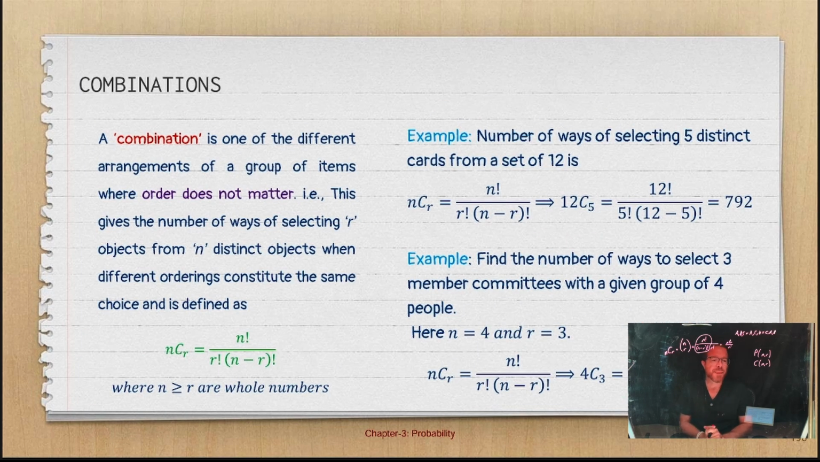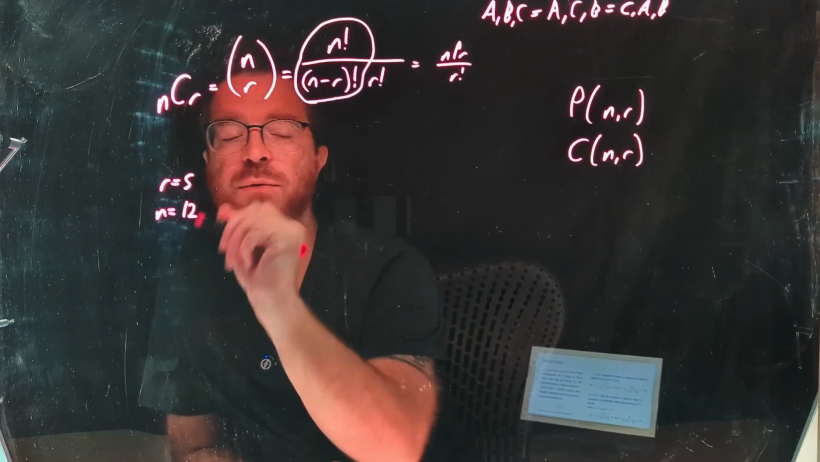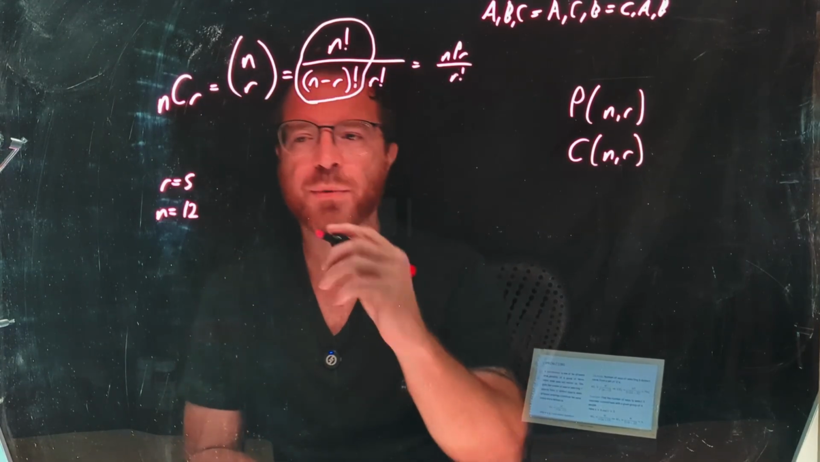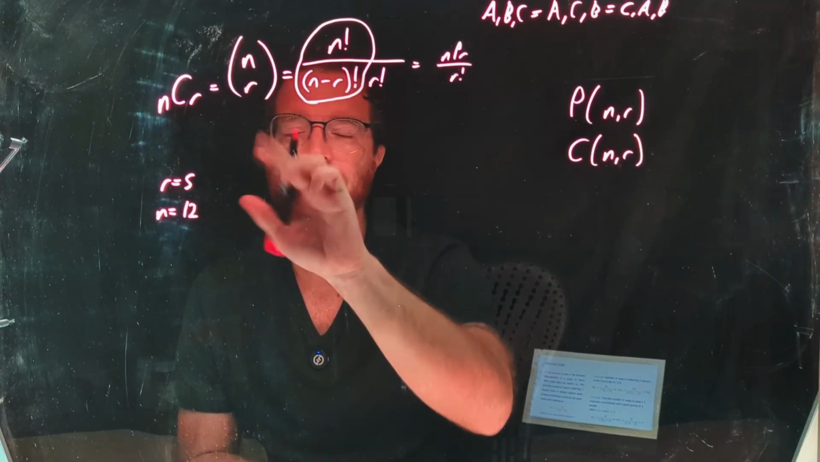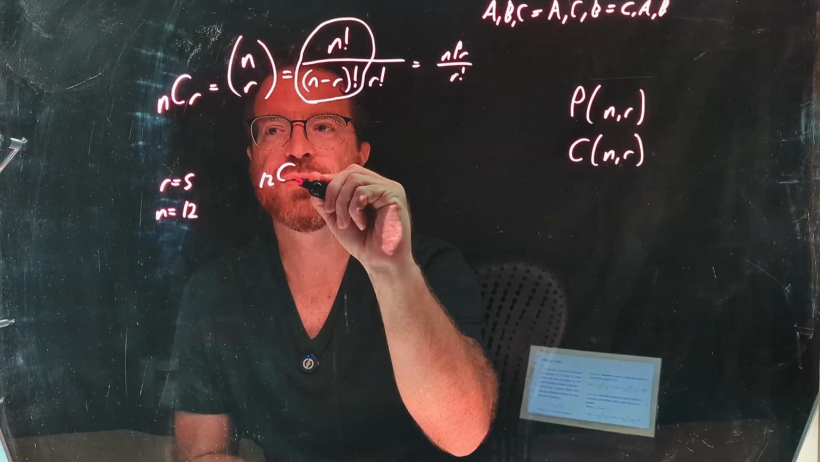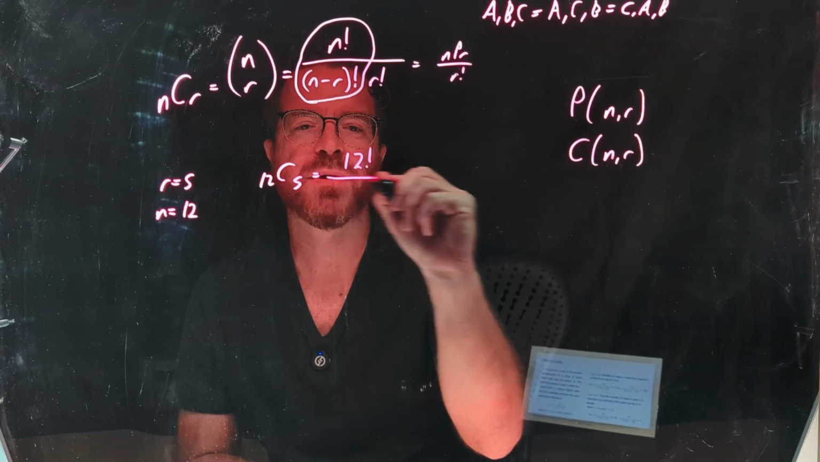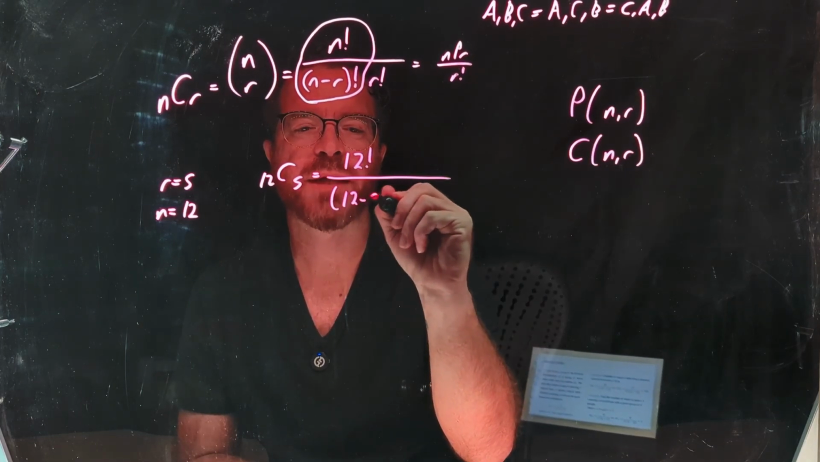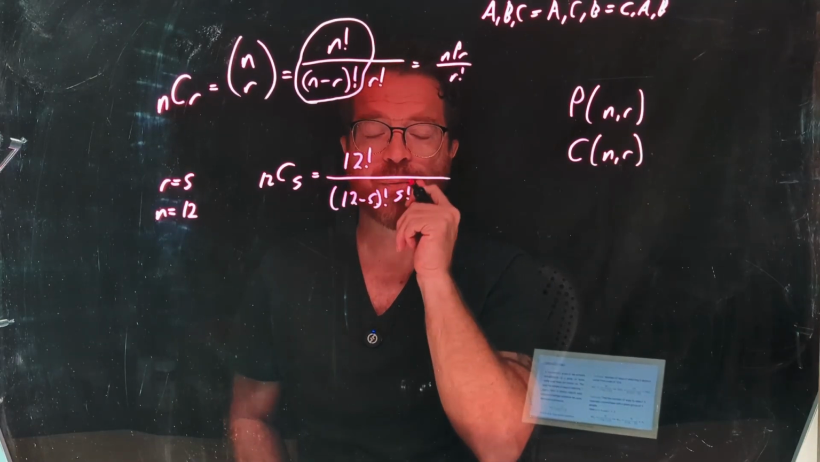So in this example, we want to find the number of ways to select 5 distinct cards. So this is going to be our r. r is equal to 5. And we have a total of n equals 12 cards. So we want to find, I'm going to write the first one this way, and then we'll do the second one using my other method. We want to find 12 choose 5. So if we write this out, this will be 12 factorial divided by (12 minus 5) factorial times 5 factorial.